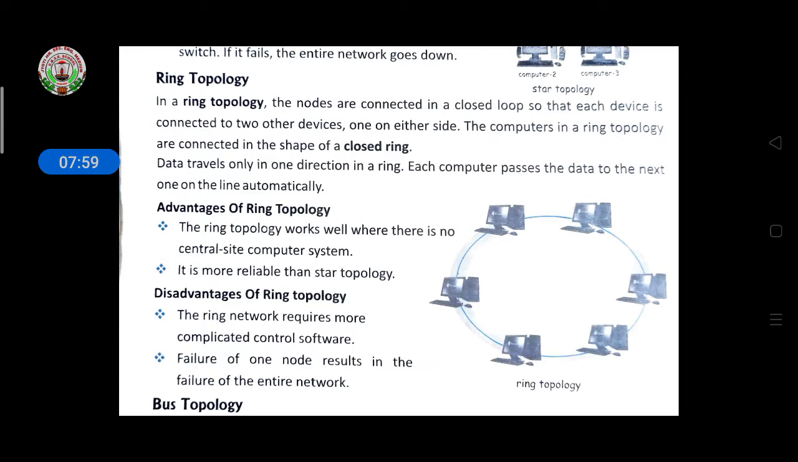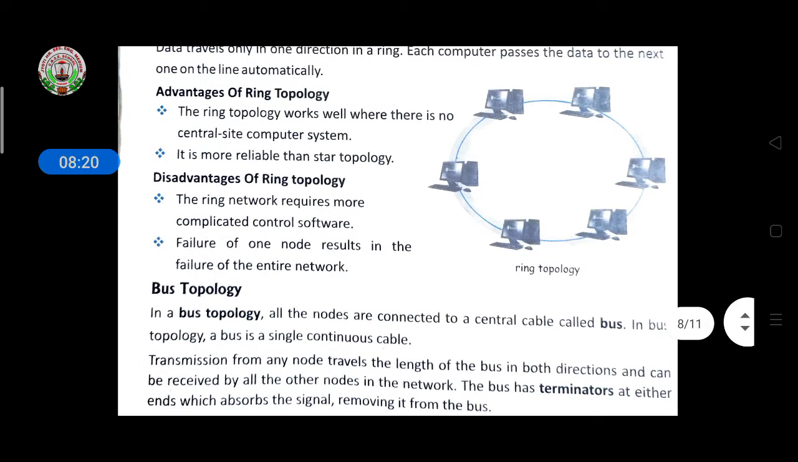The data travels only in one direction in the ring, and each computer passes data through to the next one in line automatically. It means the data will travel in only one direction, and from one system to the second system the data will travel automatically. Then what are the advantages of this ring topology? The ring topology works well where there is no centralized computer, and it is more reliable than star topology.